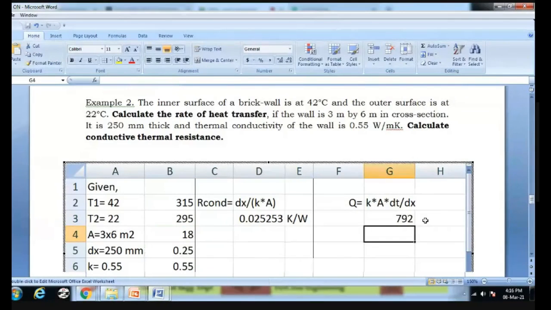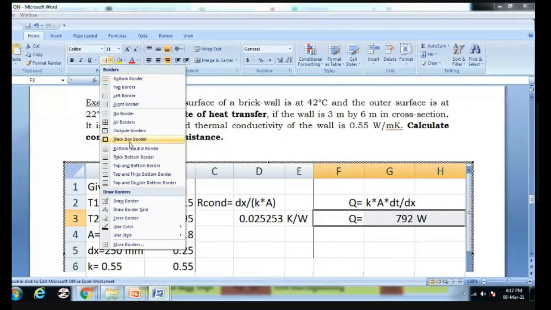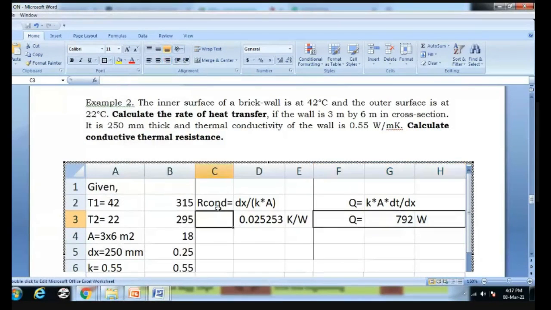So 792. What is the unit? Watt. Heat transfer. You can check the unit. It is coming watt only. Thermal conductivity watt per meter Kelvin. Area meter square. dT Kelvin, and x is also in meter. So everything gets cancelled, you get watt finally. So heat transfer is in watt. I mean Q is this. So this is your answer. Here R conductivity. This is your another answer.